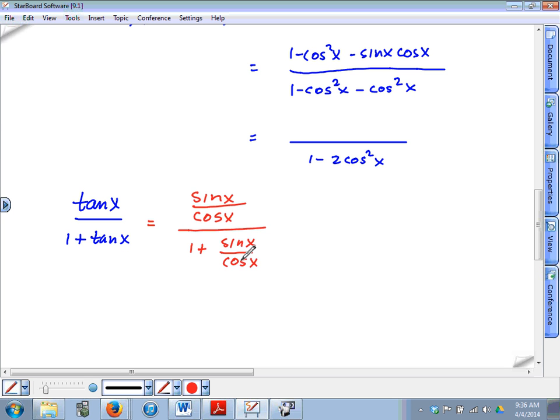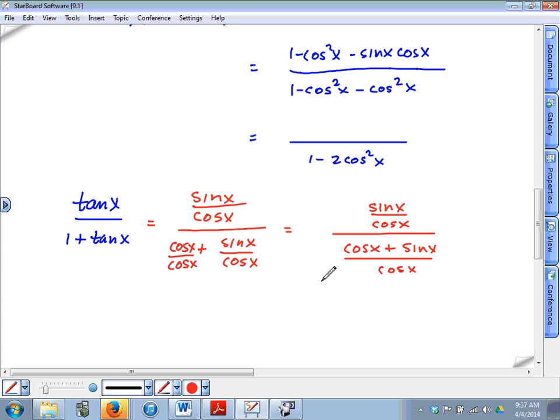1 plus sine of x over cosine of x. Let's just add them together. Sounds good. It's the same thing as sine x over cosine x. What if we change 1 into cosine of x over cosine of x? Isn't that an identity? 1 is equal to anything over itself, right? Can't we combine these now? In the denominator, we're going to have cosine of x plus sine of x over cosine of x. Over here, we have sine of x over cosine of x.